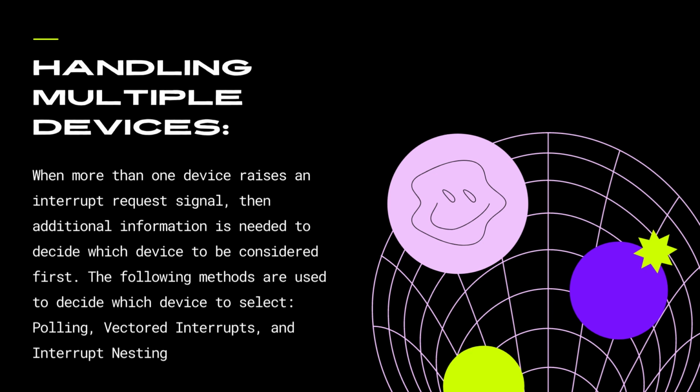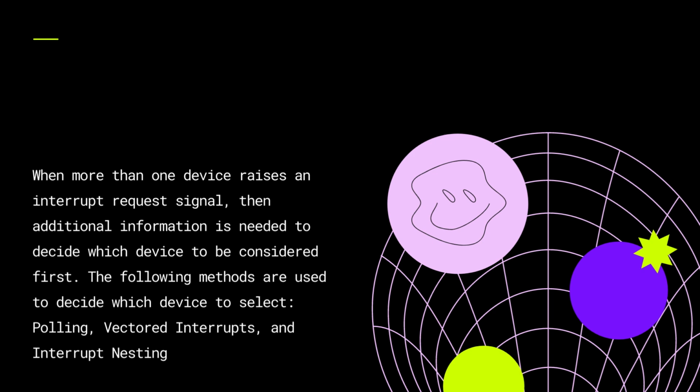Then we are going to see how to handle multiple devices. When more than one device raises an interrupt request signal, additional information is needed to decide which device to be considered first. The following methods are used to decide which device to select. There are three methods involved in handling multiple devices: polling, vectored interrupts, and interrupt nesting. These are explained as follows.